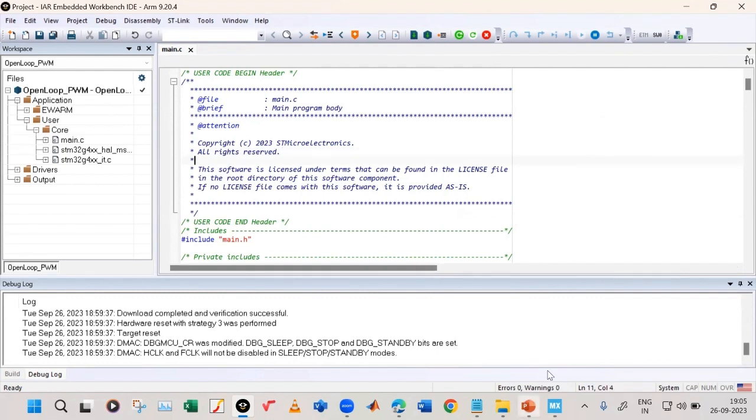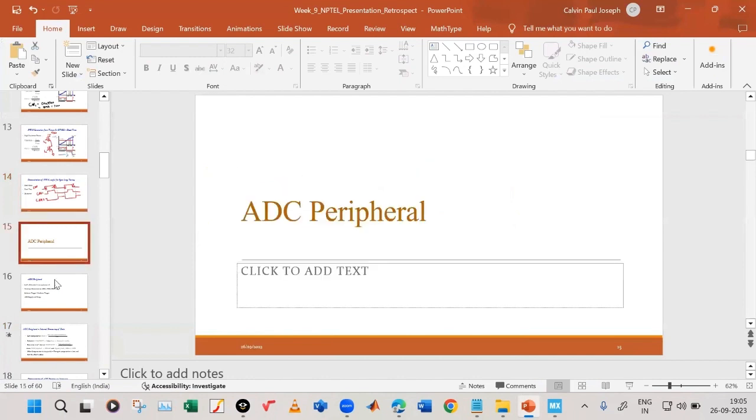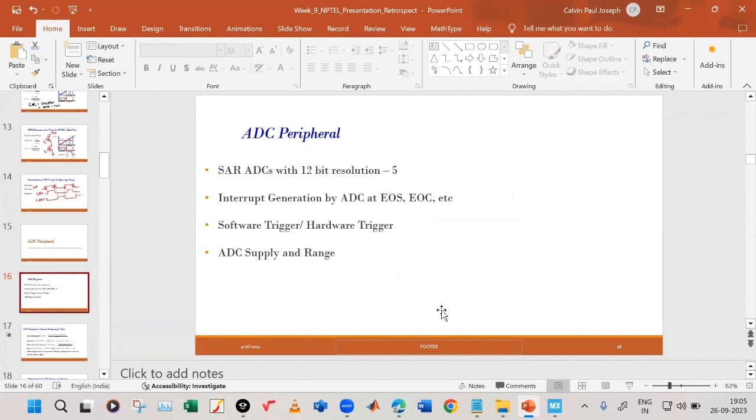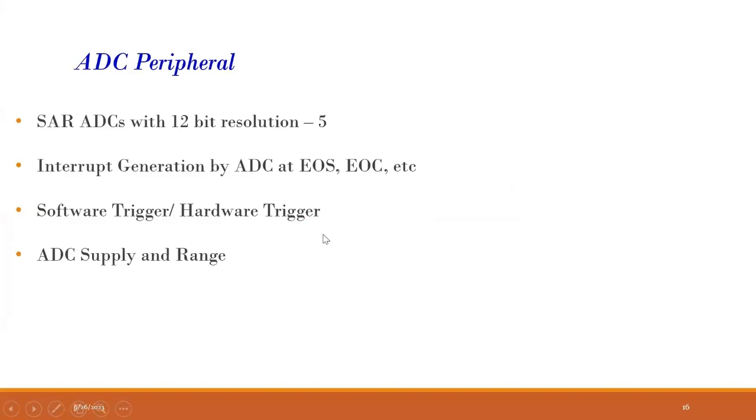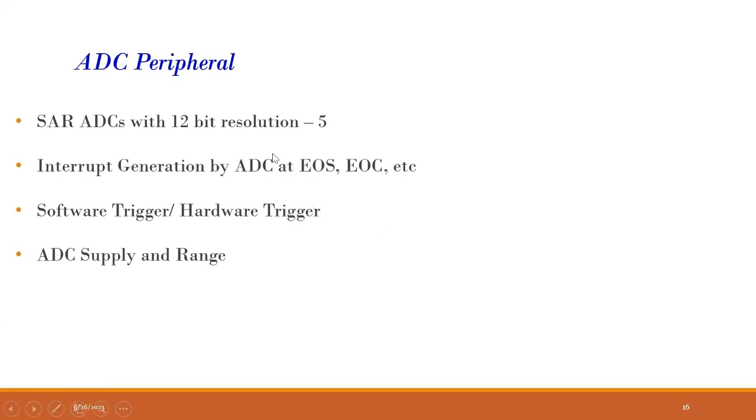So this is for generating PWM. Simple PWM we have generated. Now we have an ADC. You can see my screen, right? This microcontroller has 5 ADCs, which are successive approximation register ADCs. These can generate interrupts and can be triggered by software or hardware, etc. The ADC also has a certain supply and range.